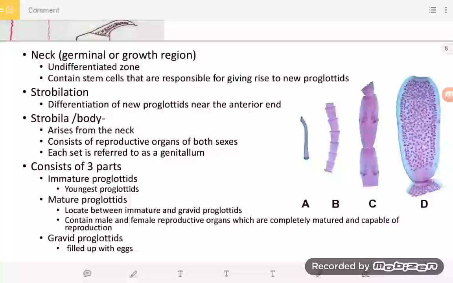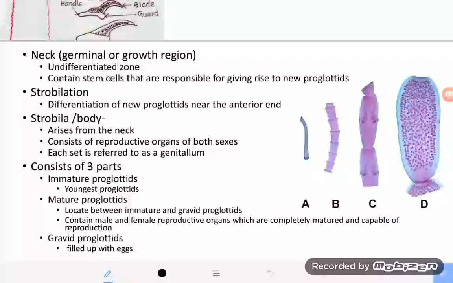It consists of reproductive organs of both sexes. So when we consider the strobila, each and every segment contains both sexes, male and female. Each set is referred to as a genitalium. Right, here when we consider A, B, C, this is the head part. So after the end of the head, we can see the neck part. From the neck part, all together we call it strobilation, right? Strobila.